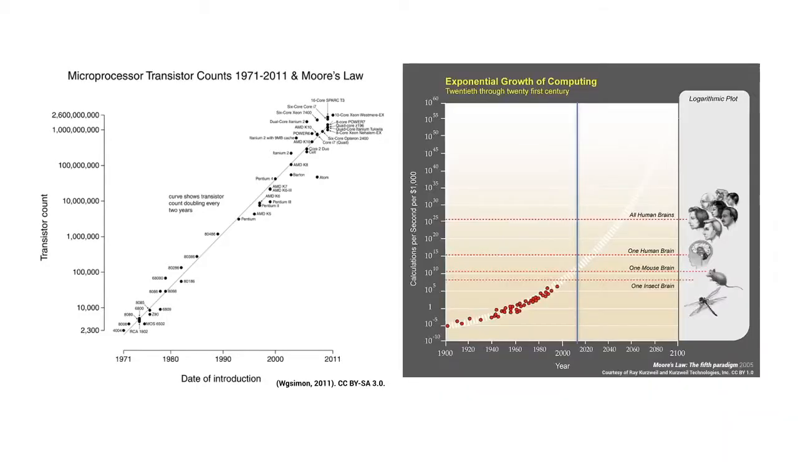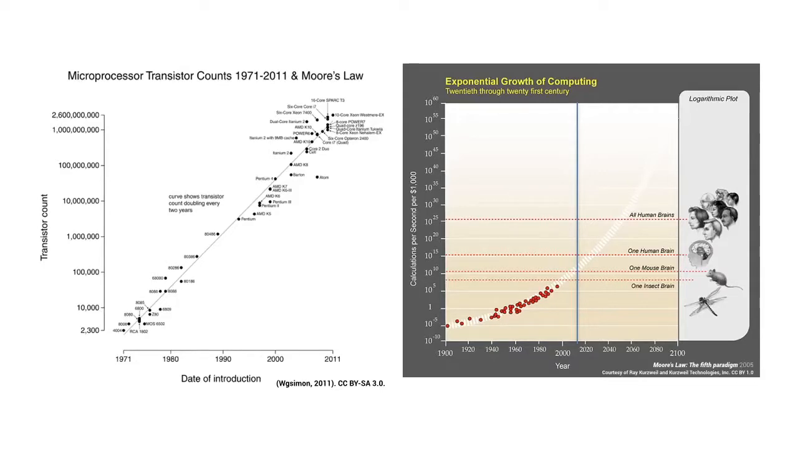This is an interesting graph from Ray Kurzweil, and what he's plotted here is the number of calculations per second that you can get for $1,000, and he's plotted that against time. And this curve is interesting because it's not linear. In fact, it's exponential. And what Ray has done is taken a number of data points and plotted them and fitted an exponential to that.